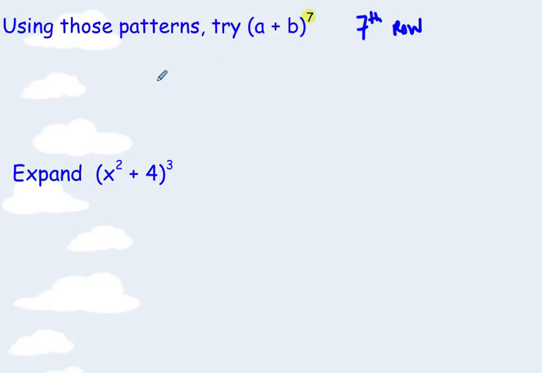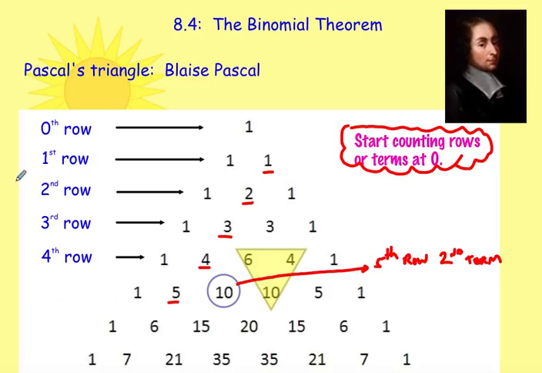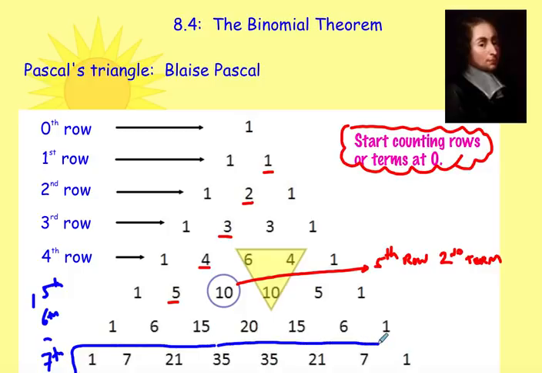So what you would want to do is go back to Pascal's triangle and look at the 7th row. So 0, 1, 2, 3, 4. This would be the 5th row. This would be the 6th row. This is the 7th row down here. Okay, so you're going to take these numbers that are in the 7th row, and these are going to be your coefficients.